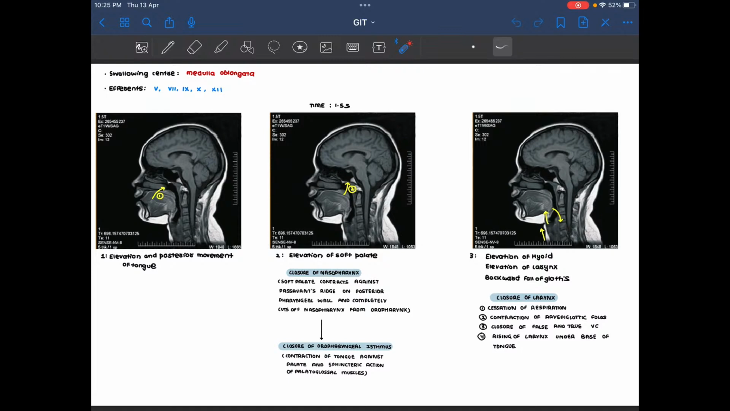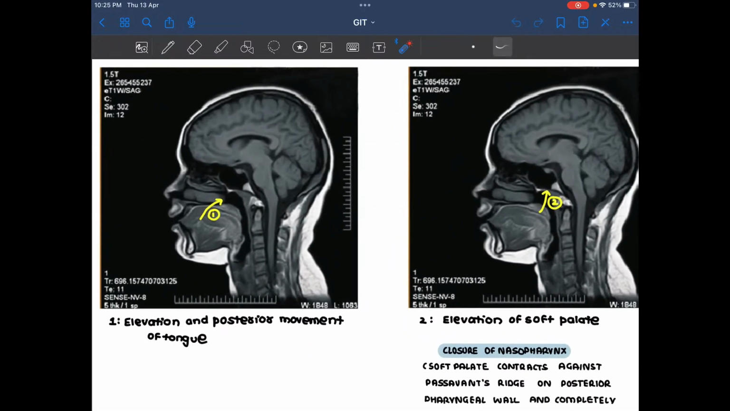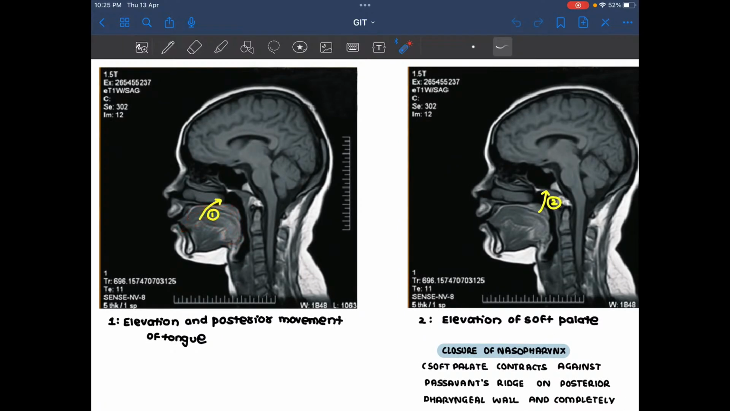So what I have here is MRI sagittal scans. This was proving to be much more helpful to understand the process of this deglutition. So what's going to happen first of all is, this is the tongue right here. This tongue is going to elevate, and there's going to be a posterior movement of the tongue. Can you follow? Okay. So this is going to happen first.